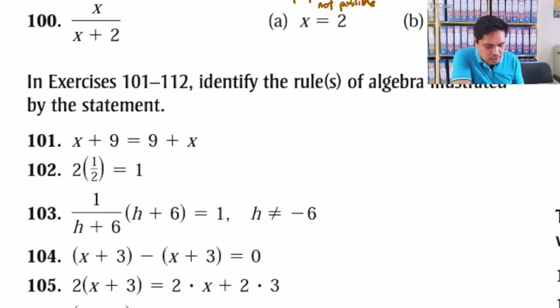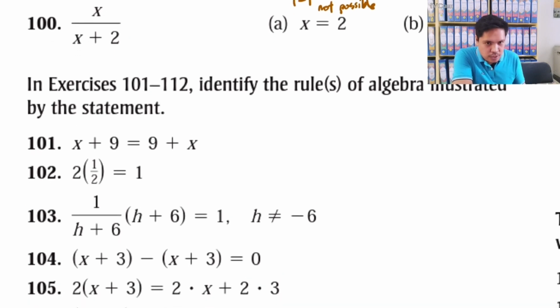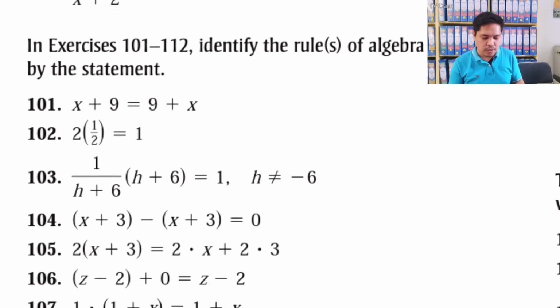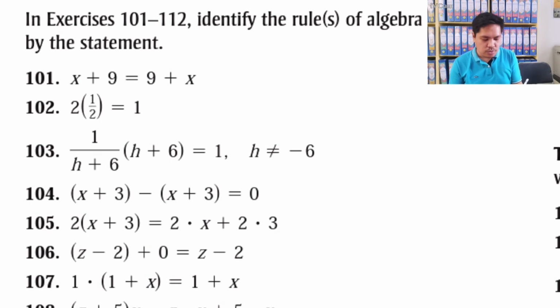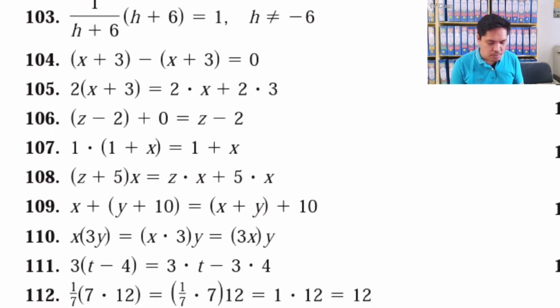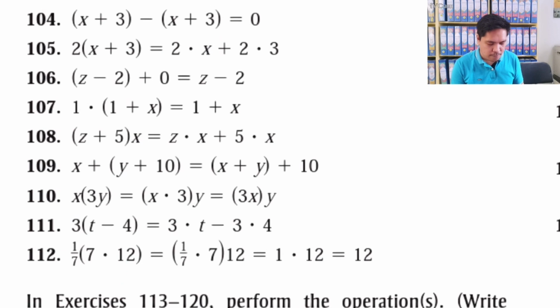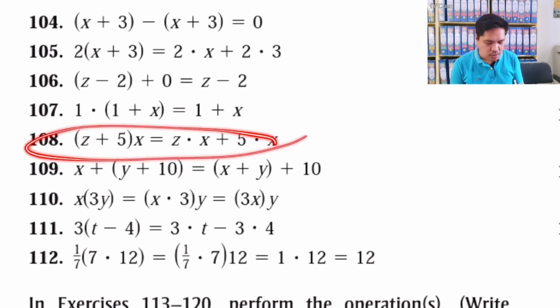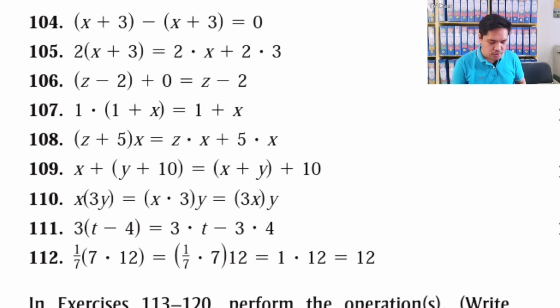Next, in exercises 101 to 112, identify the rule or rules of algebra illustrated by the statement. So, familiar pa kayo sa rule? Anong rule to? This is just commutative, di ba? Nag-flip lang siya. It's commutative. Eto, obviously, alam nyo na to. Ilang beses na mention, di ko na answeran. Kayo na lang yung mag-answer. So, sobrang madali lang naman to. Okay? Sobrang madali. So, di ko na lang answer, ano? Okay. Eto, klaro.